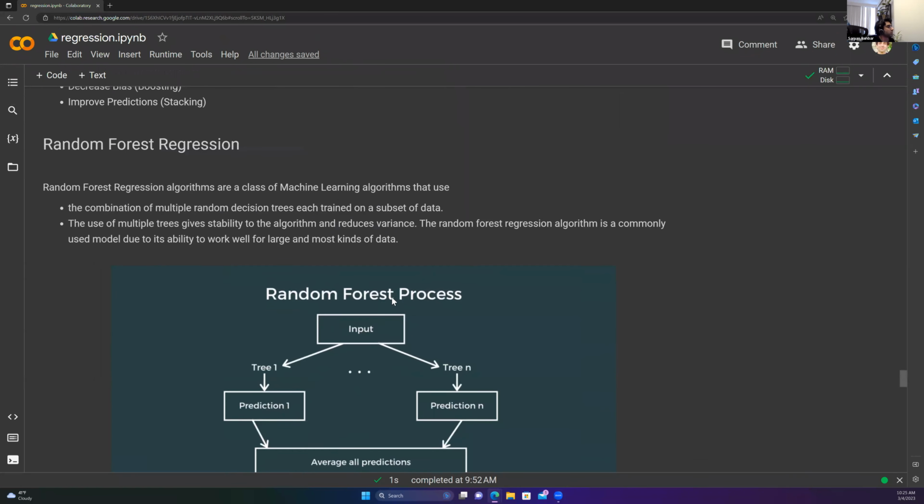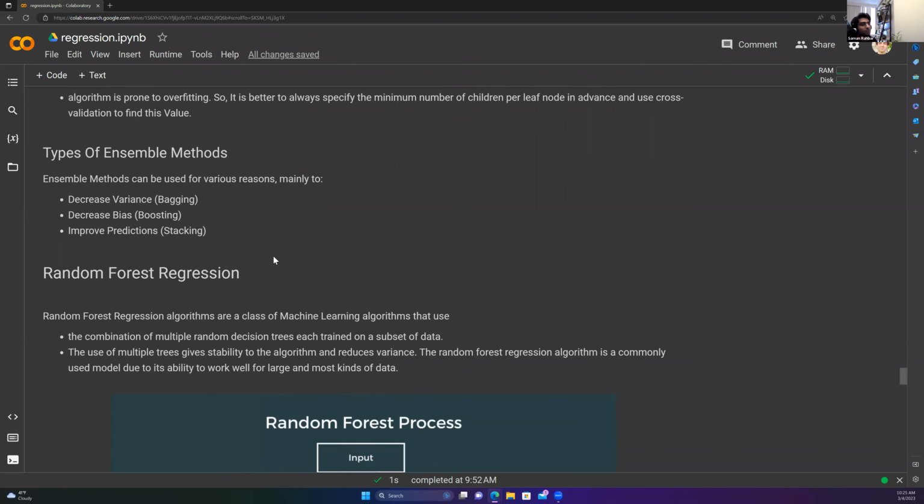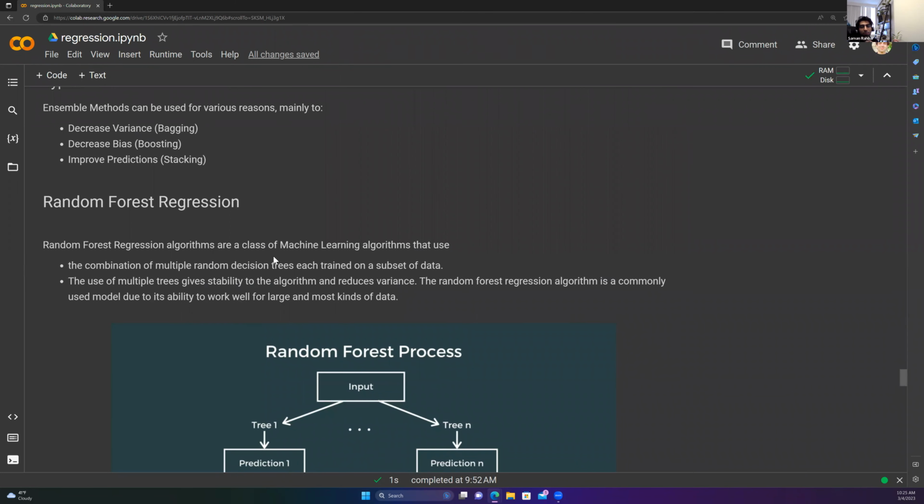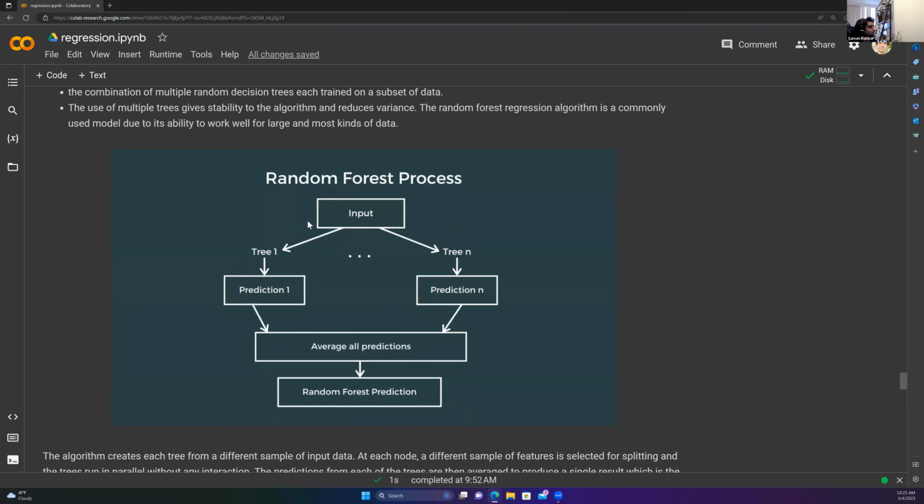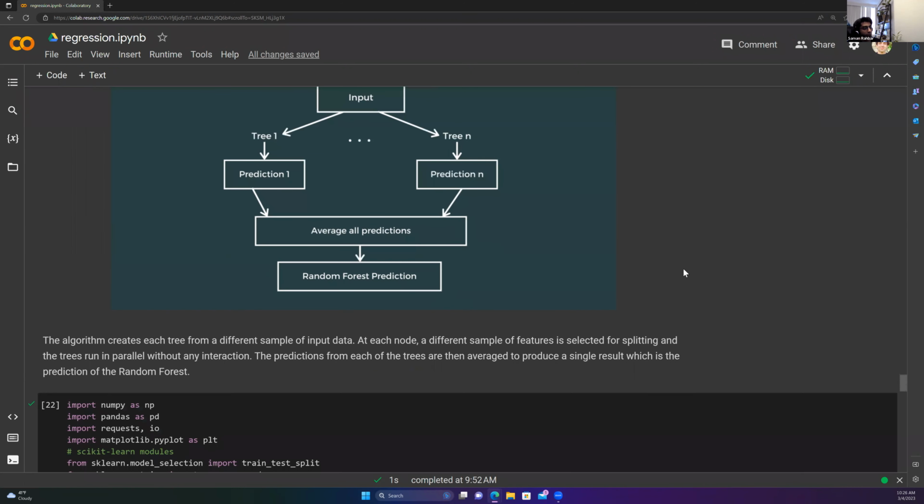So now we're going to go to the random forest. Random forest uses the concept that we talked about, decision trees, and uses multiple decision trees to come up with the final prediction. As you can see here, we have multiple trees. They are trained in parallel, and eventually you average all the predictions and get the final result. Does that make sense to everyone?